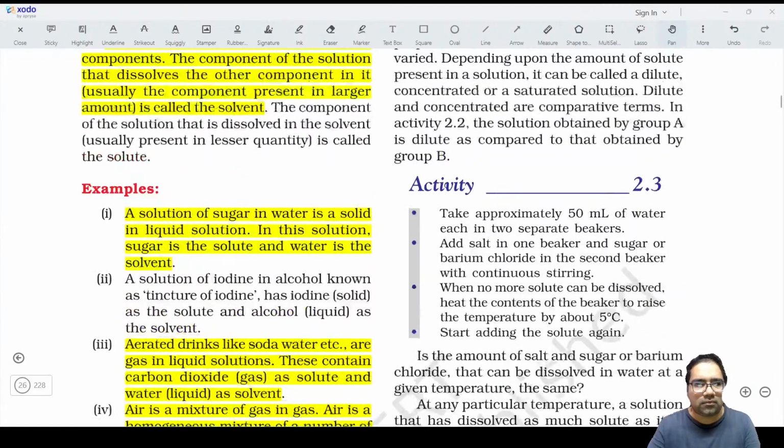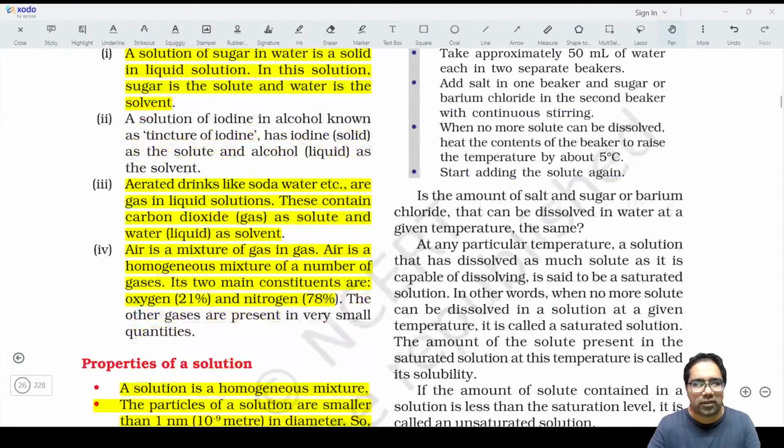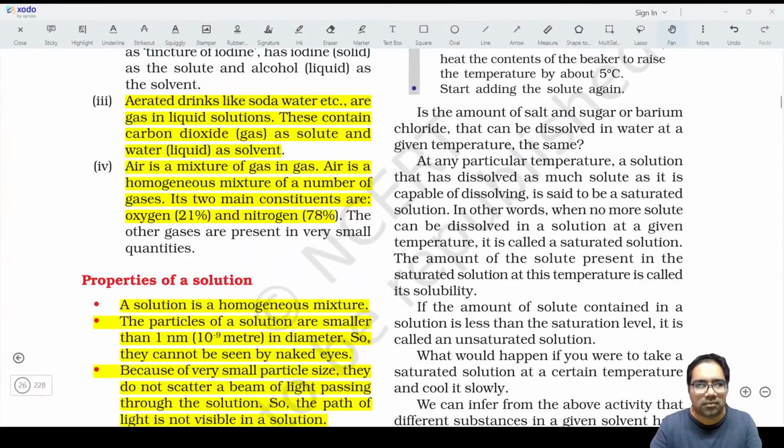Now, the amount of salt and sugar or barium chloride that can be dissolved in water at a given temperature is the same. At any particular temperature, a solution that has dissolved as much as it is capable of dissolving is said to be a saturated solution. In other words, what is a saturated solution? When the solution at any particular temperature has dissolved as much solute as it's capable of dissolving, it's said to be saturated.